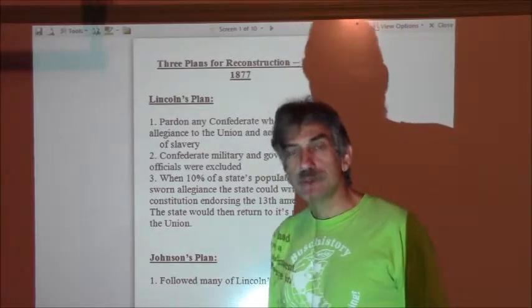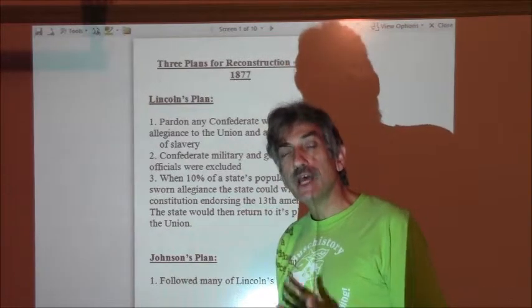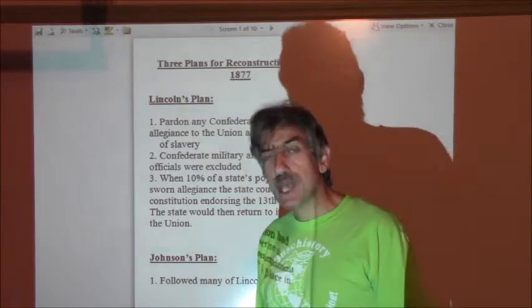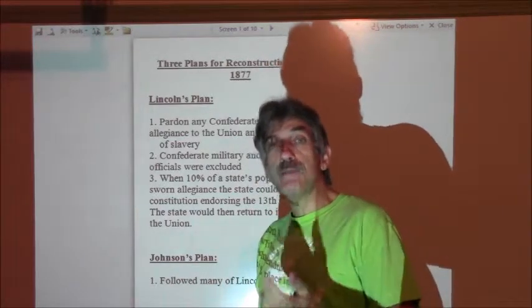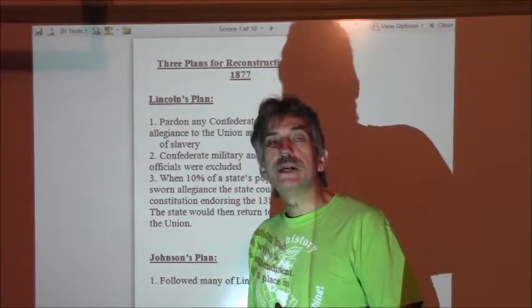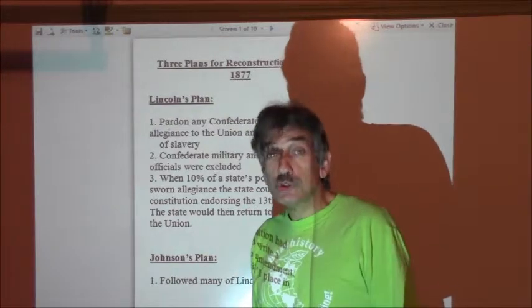The constitution would be submitted to the United States Congress. Congress could approve or not approve the Constitution. That Constitution had to accept the 13th Amendment, that slaves are free, and bingo, you're back in the country. Because Lincoln wanted the nation to rejoin and rebuild and come together as soon as possible.